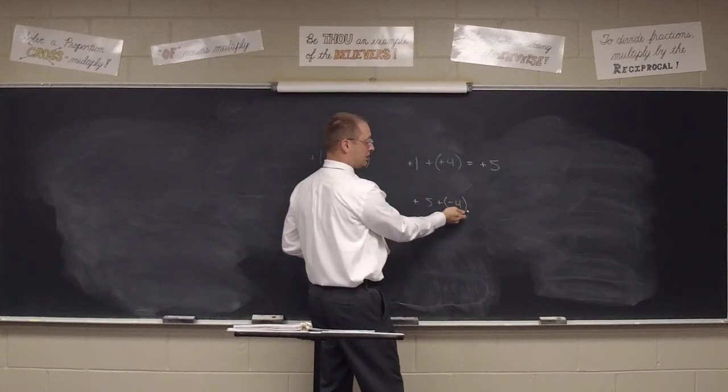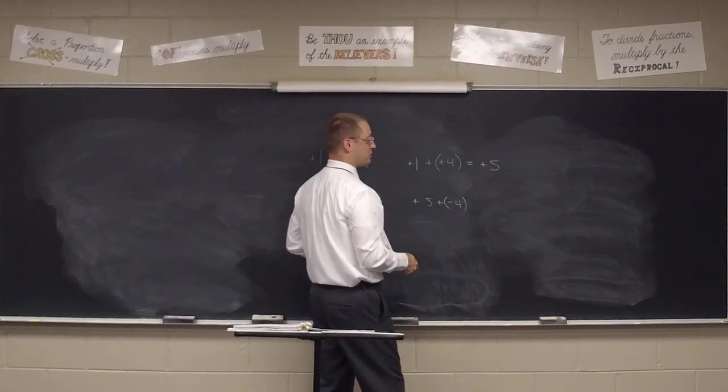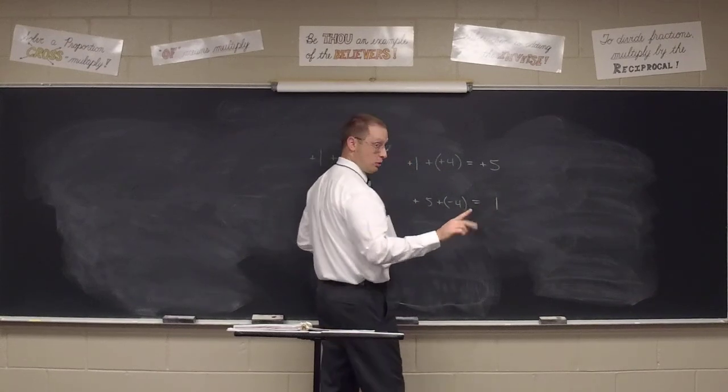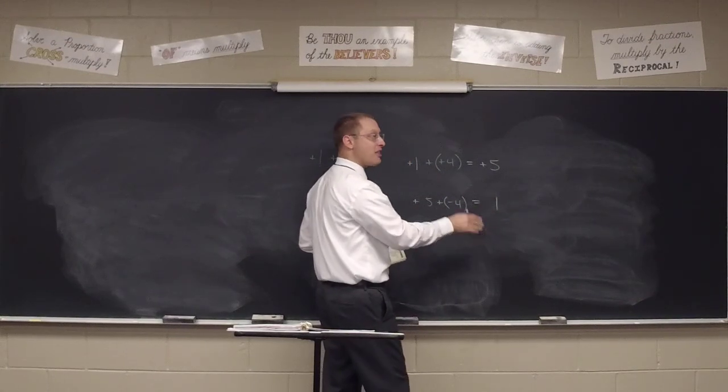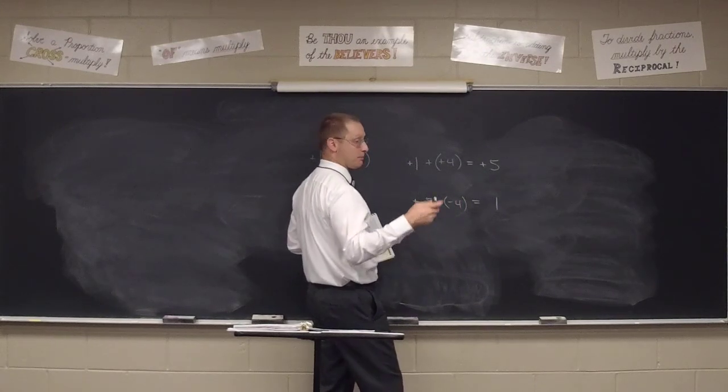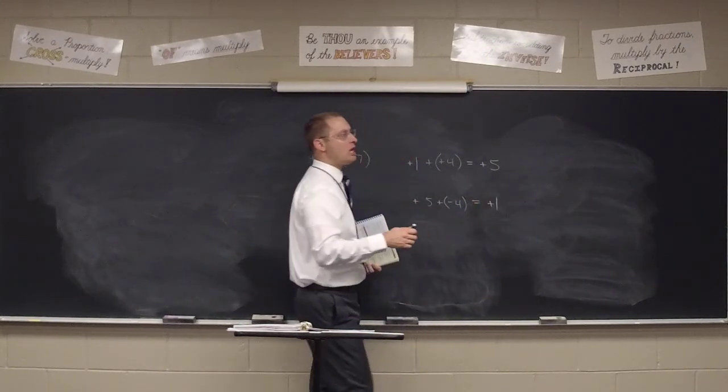Here, signs are opposite. So we have to subtract. What's 5 minus 4? 1. Don't worry about the sign yet. Just subtract. Then in a separate step, pick which sign you're going to keep. And we always choose the sign of the greater absolute value. Positive 1. So do it in 2 steps.